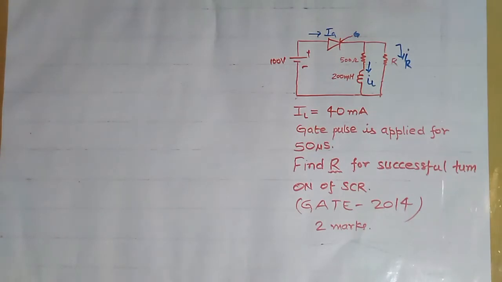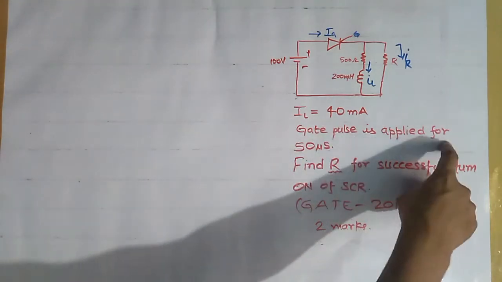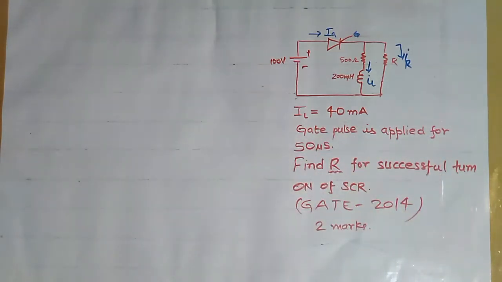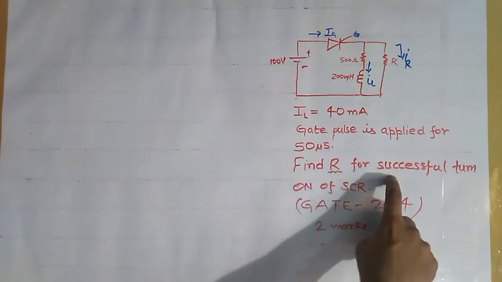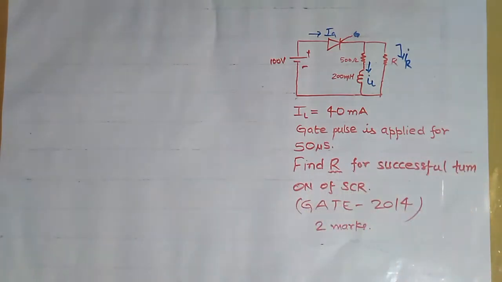Now see this question that was asked in GATE 2014. In this circuit, the latching current is given as 40 milliampere, the gate pulse is applied for 50 microsecond, and we have to find the value of R for successful turn on of SCR. So SCR gets turned on when the anode current reaches the value of latching current.